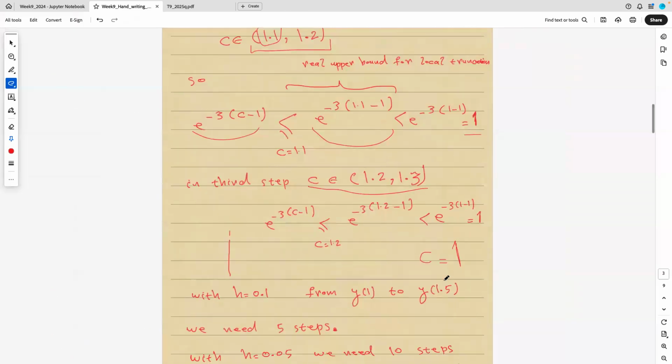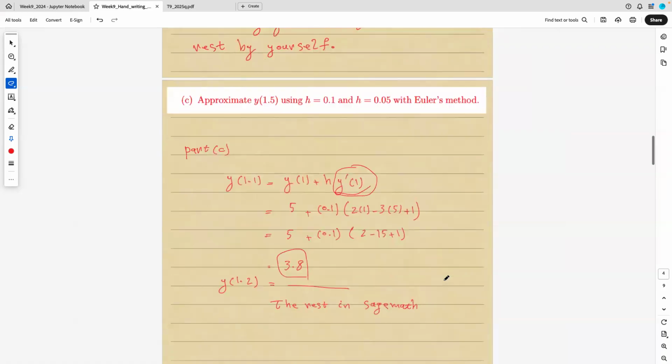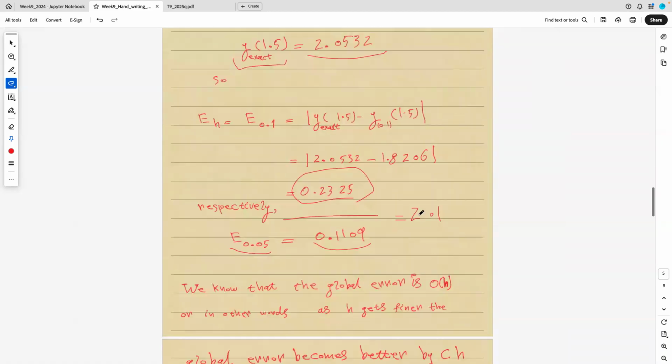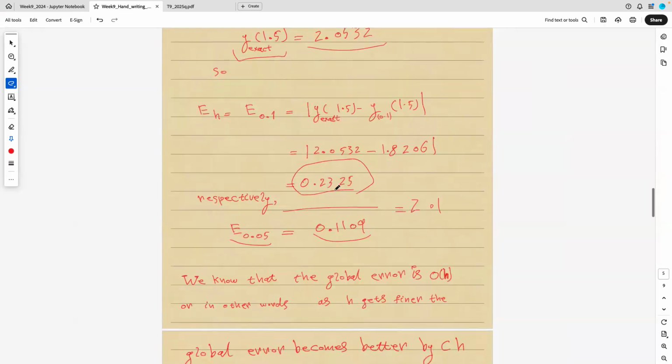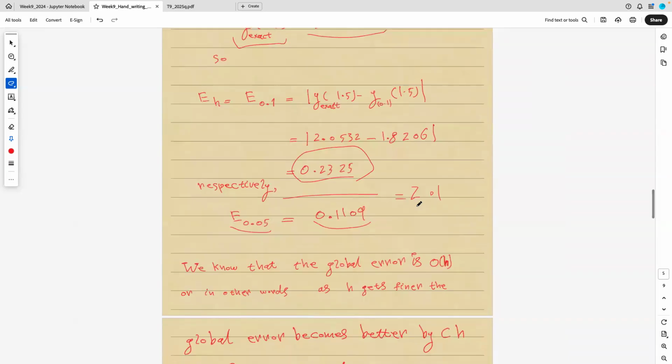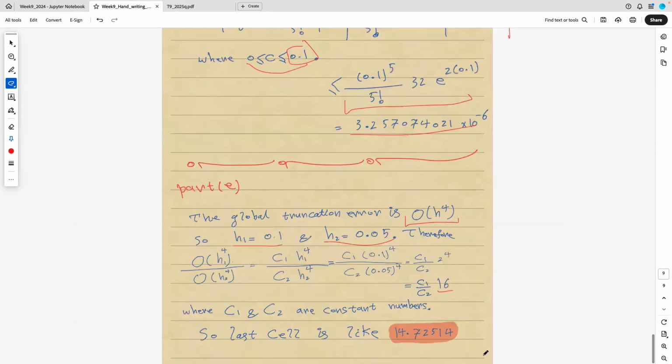And here you see something like part D, please. It's 2.1. If you see a number much better than this one, like E sub 0.1 and E sub 0.05, so this division, if it is even more than 2, still it is okay. So this means your method is working even better.